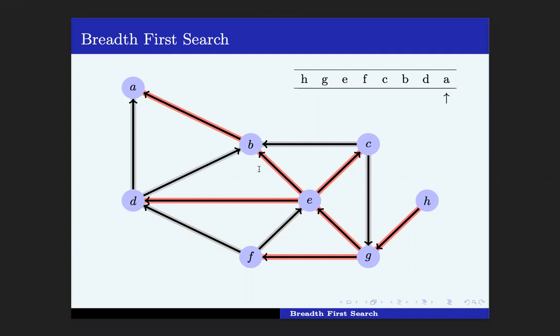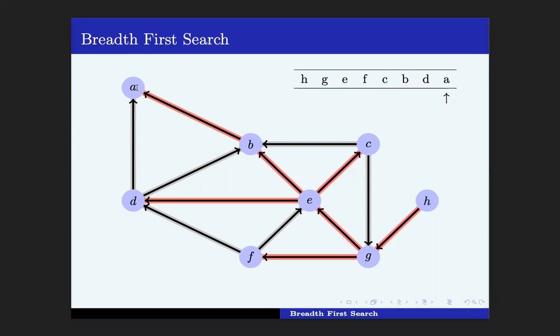At this point, I am done with level 3, but I am left with A, which is at level 4. I go to level 4, look at the vertex A, and find that there are no neighbors. So I'm done, and there's nothing else in level 4. There's nothing else to do.